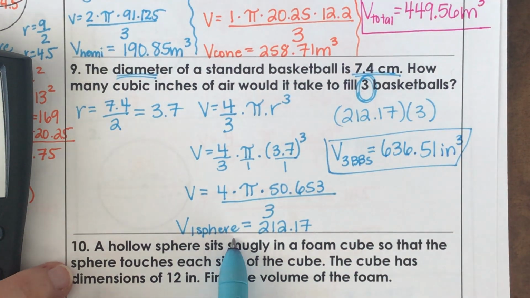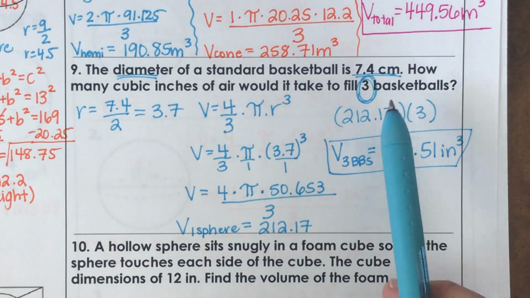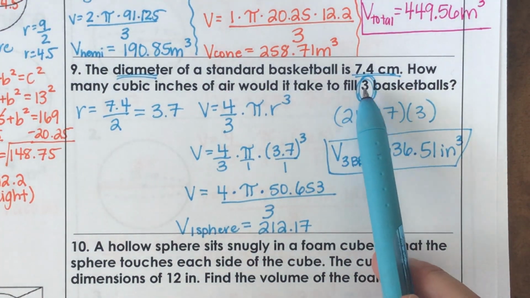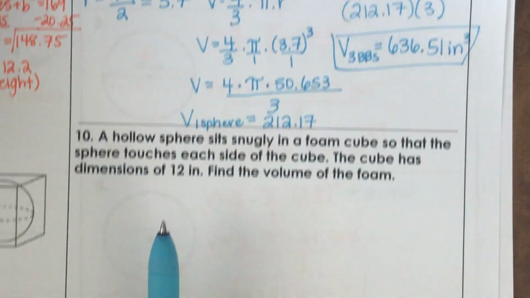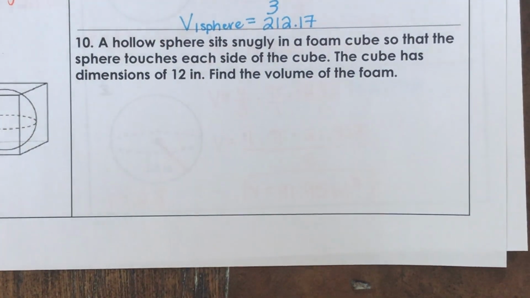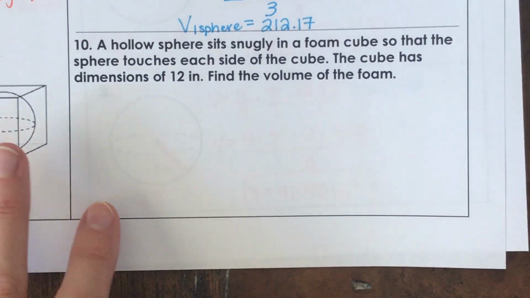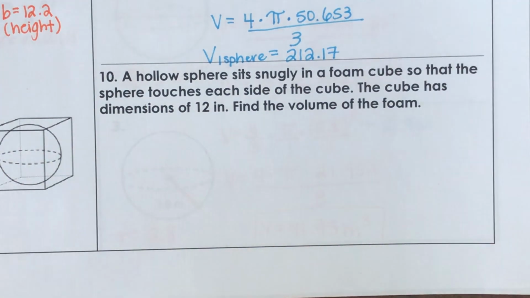So we found the volume of one sphere, and then we multiplied it times 3 because it's asking me for how many it takes for 3. Last question. A hollow sphere sits snugly in a foam cube so that the sphere touches each side of the cube. The cube has dimensions of 12 inches. Find the volume of the foam.